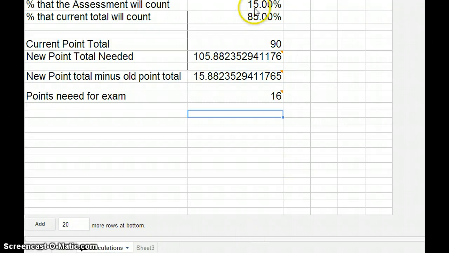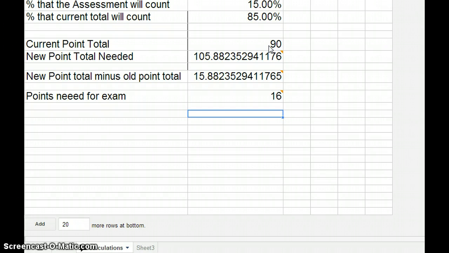So we know that our exam is supposed to count 15%. Now that tells us something really important. It tells us that everything else is going to count 85%. 85 plus 15 is 100% of the exam. So everything so far is going to count 85% plus the exam, which is going to count 15%. So we enter this current point total, which is 90.